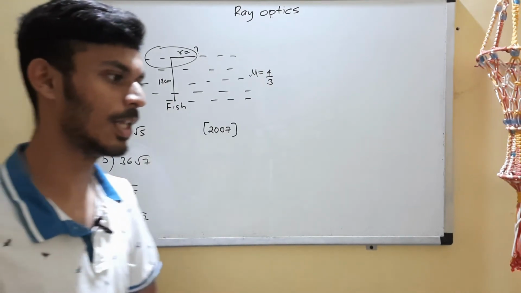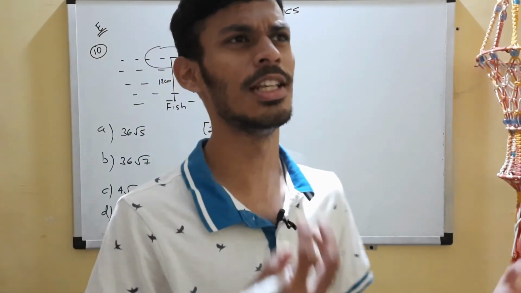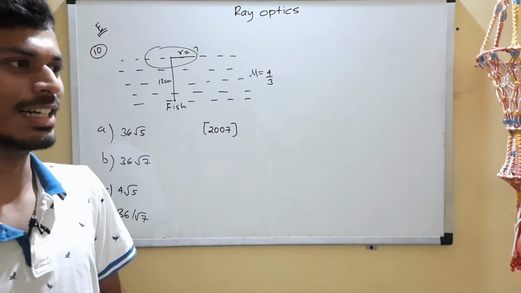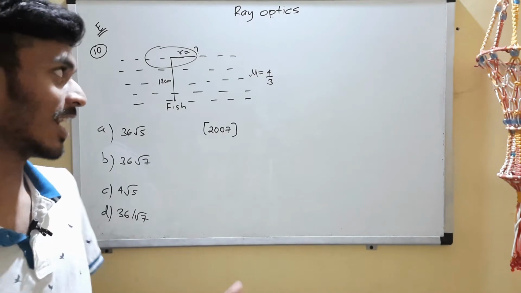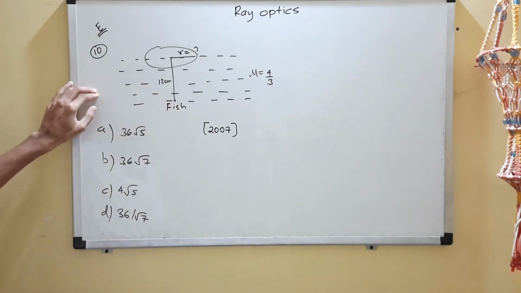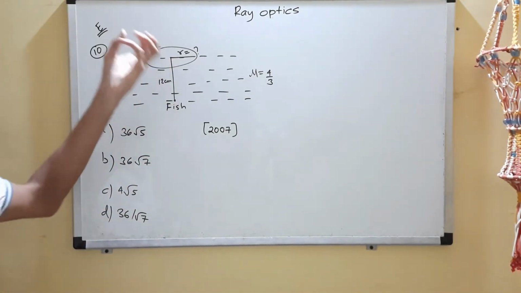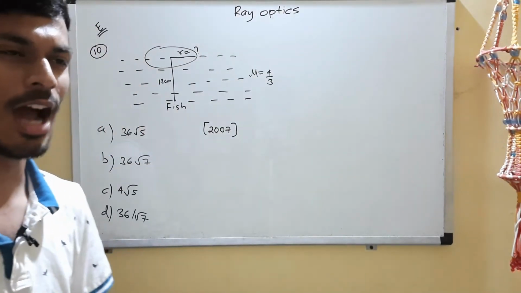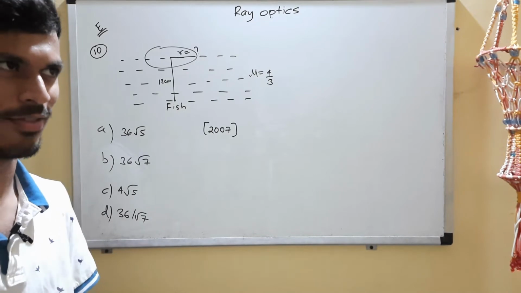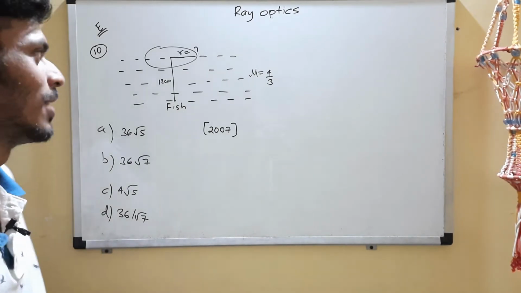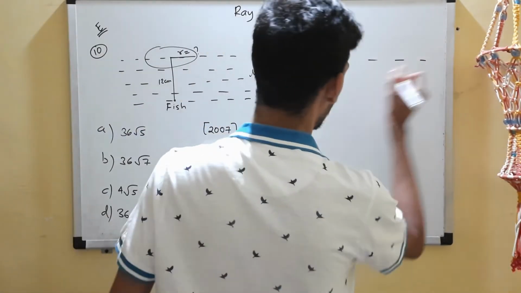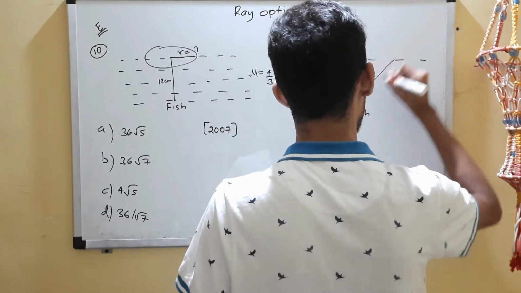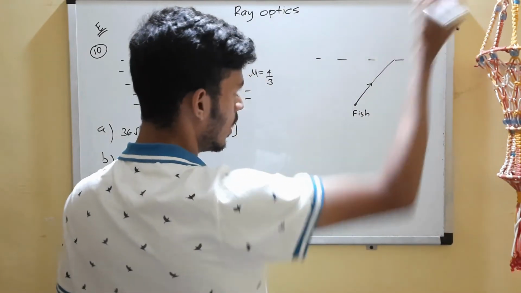Now let's come to why. Why will the fish only see a circular region? Why not the entire world outside? The reason is total internal reflection. You can see that the rays from the fish's eyes will move from a denser medium to a rarer medium, so there are chances of total internal reflection happening, and it is happening in fact. Here we have the water, here we have the fish. If you see, rays are going from the fish to the outside world.